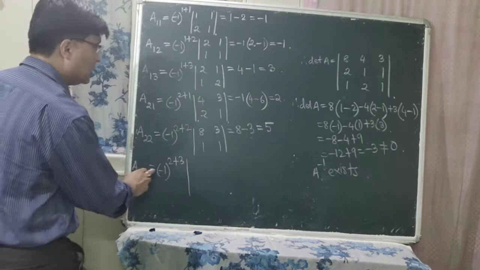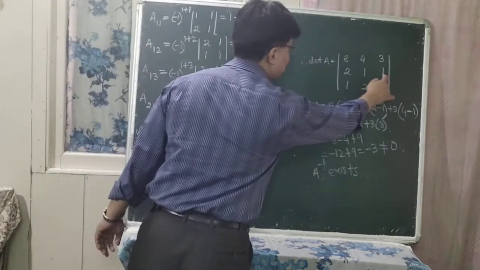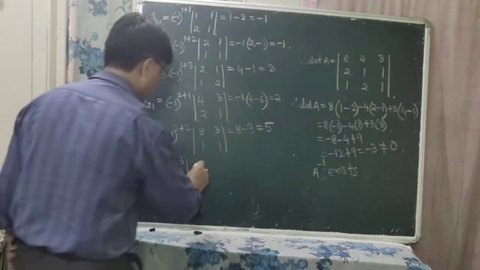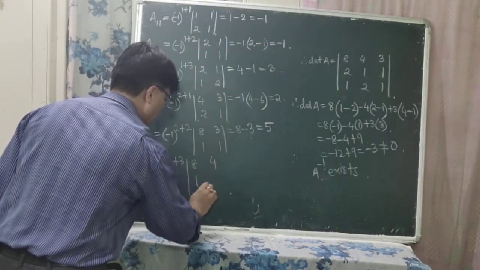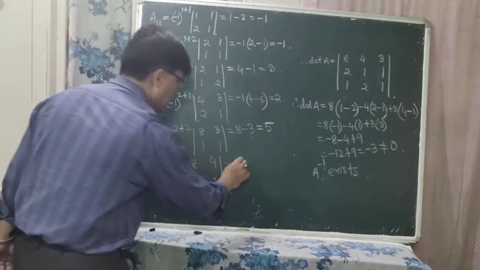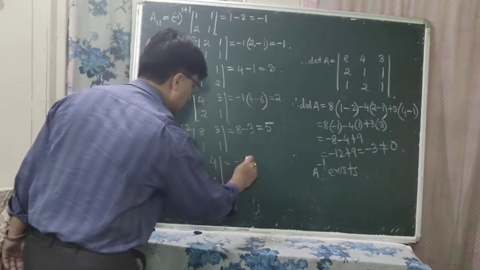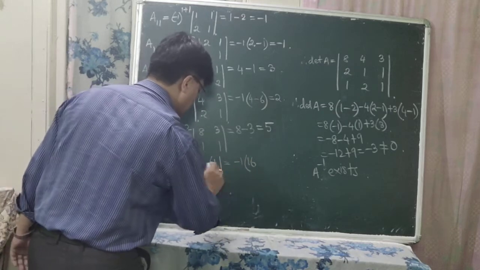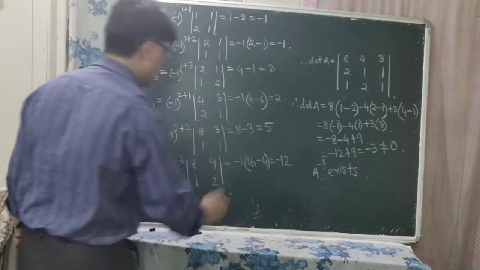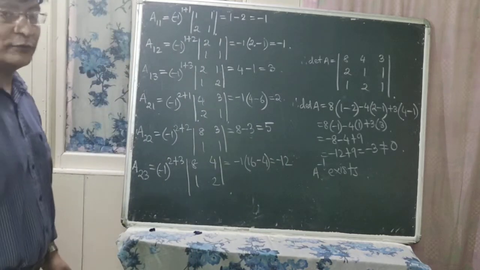Then what? Delete the row and the column through the element, this one. Second row and third column are deleted. 8, 4, 1, 2. So which is equal to minus 1 to the power 5. Minus 1, 8 twos are 16, then minus 4, which is equal to minus 12. Is that clear to all of you?